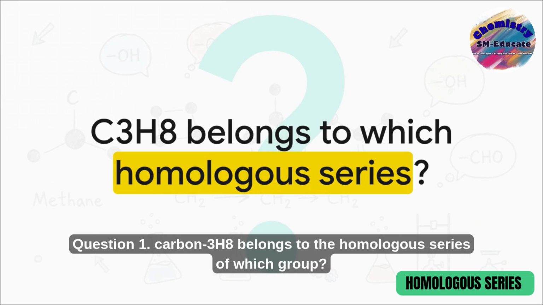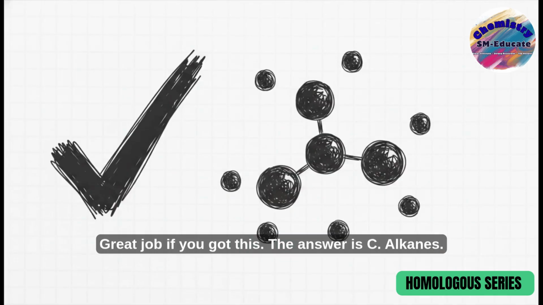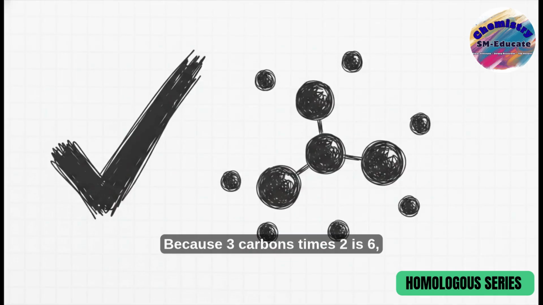Question 1. C3H8 belongs to the homologous series of which group? Look closely at the ratio of carbon to hydrogen there. Which blueprint formula does that fit perfectly? Just take a second to do the math in your head. Great job if you got this. The answer is C, alkanes, because 3 carbons times 2 is 6, plus 2 equals 8 hydrogens. That perfectly confirms it fits the CnH2n+2 formula of a saturated alkane.